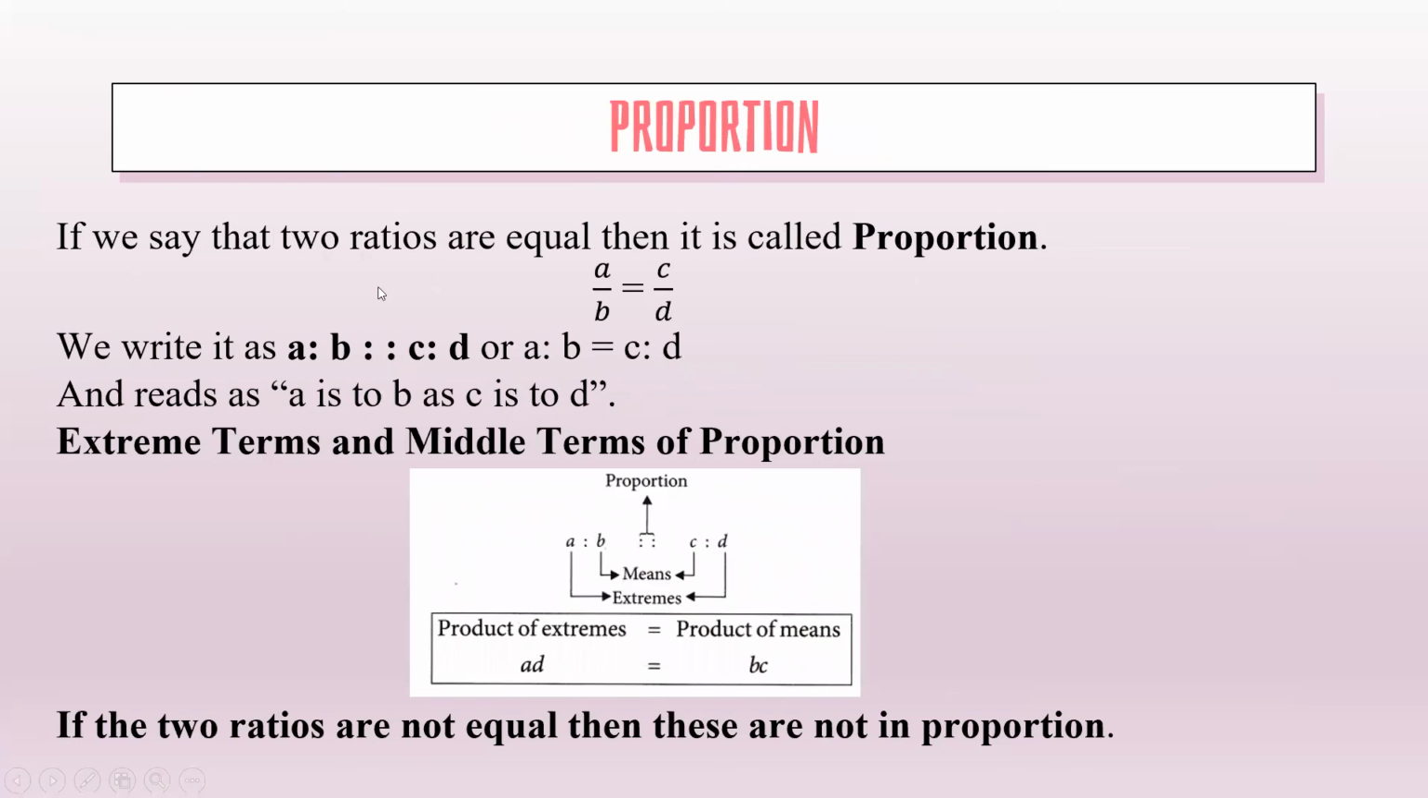Proportion. If we say that two ratios are equal, then it is called proportion. A/B is equal to C/D. We can write it as A is to B proportion C is to D, or A is to B equal to C is to D. And it can be read as A is to B as C is to D. Extreme terms and middle terms of proportion. If two ratios are not equal, then these are not in proportion.